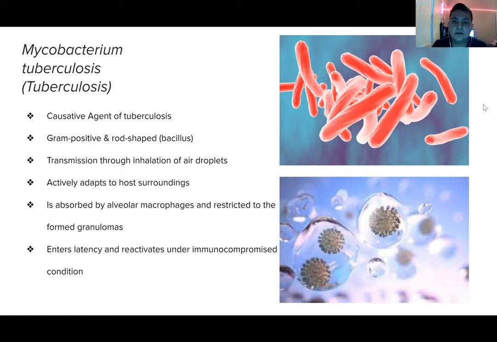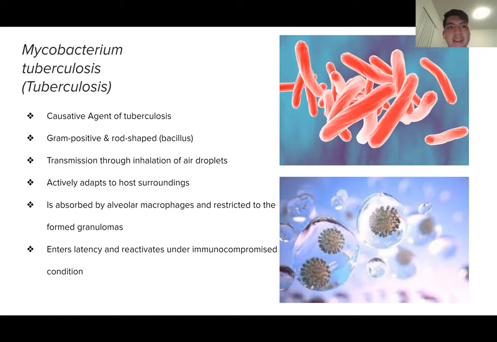Another example is Mycobacterium tuberculosis. Pretty sure everyone has heard of tuberculosis. It's the causative agent of tuberculosis. Shape-wise, it has a bacillus shape. It's technically categorized as gram-positive, but it's a little bit unique, and I'll explain that in a little bit. Mainly, it affects the lungs, so transmission is through air droplets.